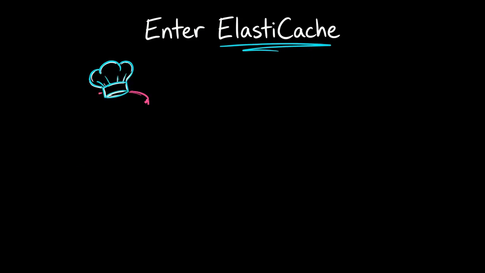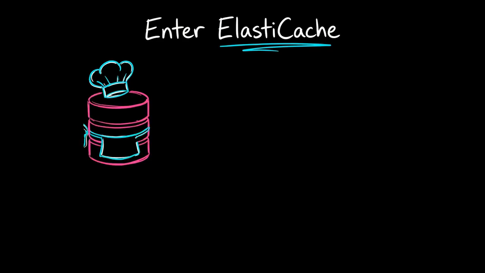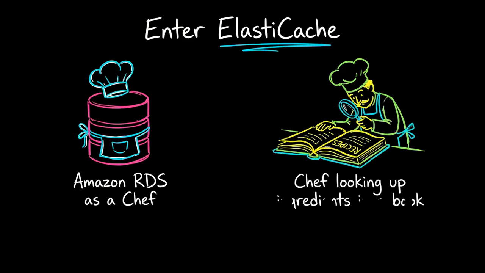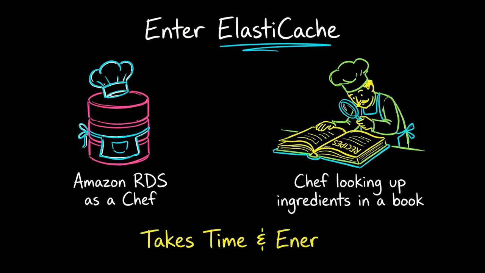Enter ElastiCache. ElastiCache is a managed in-memory caching service. To understand what that means, think of your primary database, like Amazon RDS, as the chef cooking a complex meal from scratch. Every time a user asks for data, the chef has to look up ingredients on disk, join tables, calculate results, and plate the meal.